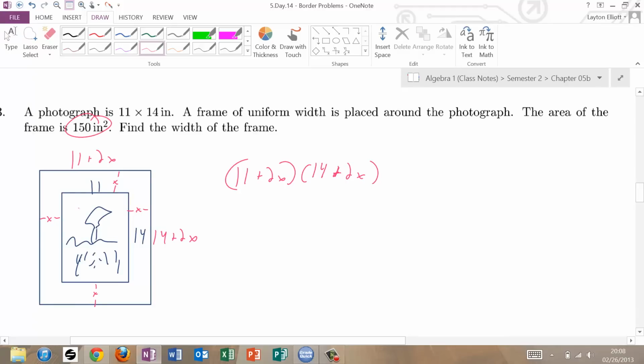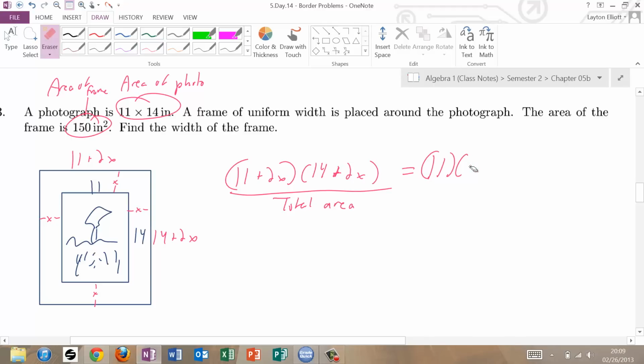Okay. What is the area of the picture? Well, the area of the picture is this. This is the area of the picture. We'll say area of photo. And this is the area of the frame. And this right here is the total area. So total area equals area of the photo, 11 by 14, plus area of the frame is 150.